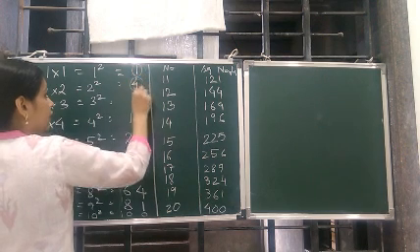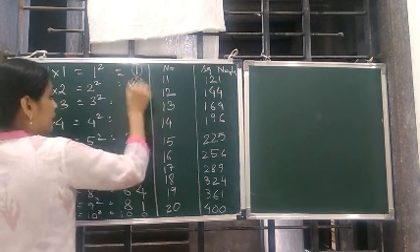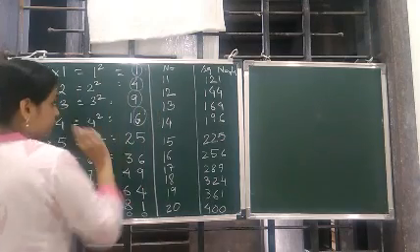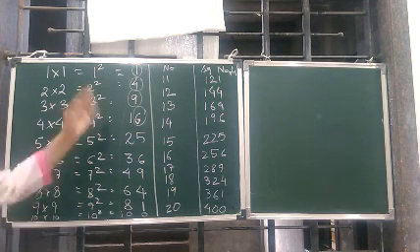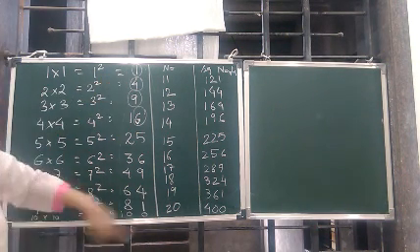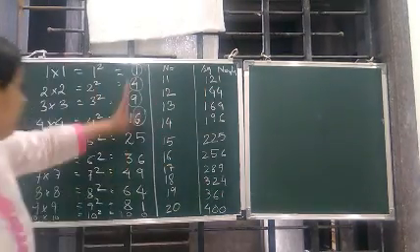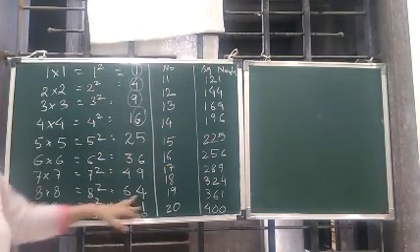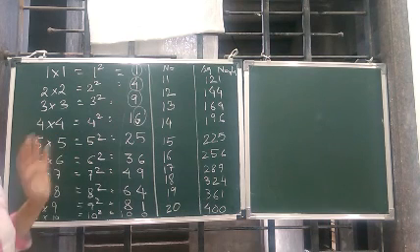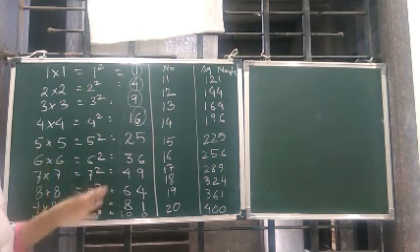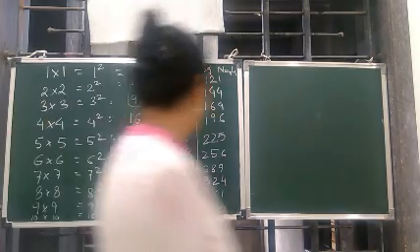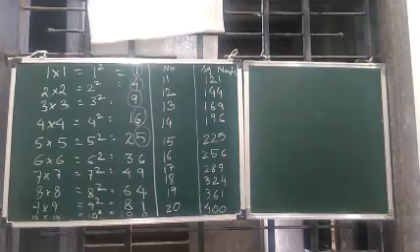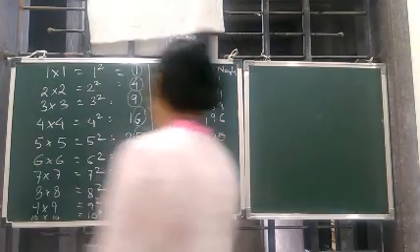1, 4, 9, 6 generally. Most of the times the number is ending with 1. See, 1 is here, 1 is here, 1 is here. Then with 4, most of the times with 4. Then most of the times with 6, even 5. Some of them are ending with 5 and with 0 also.